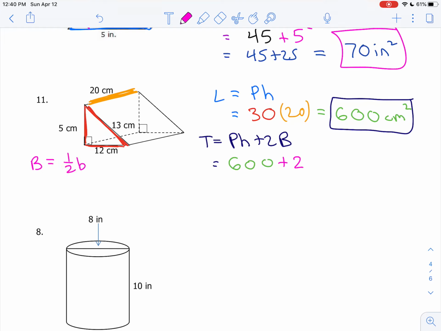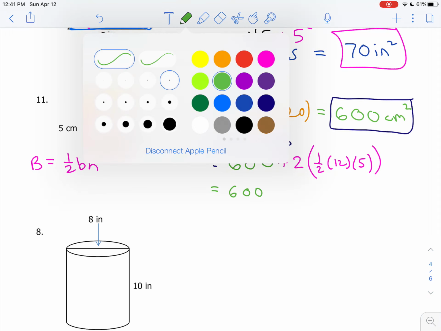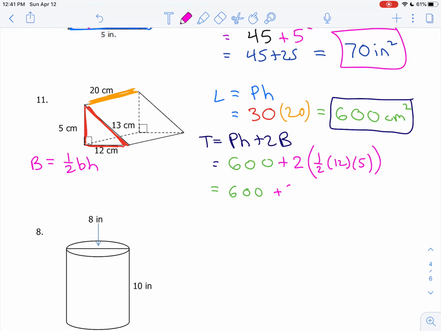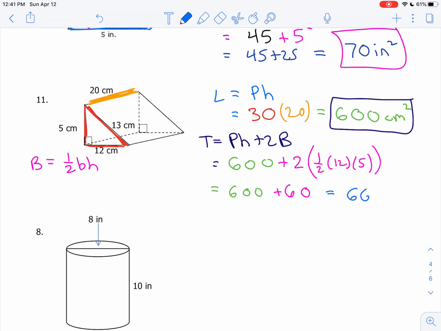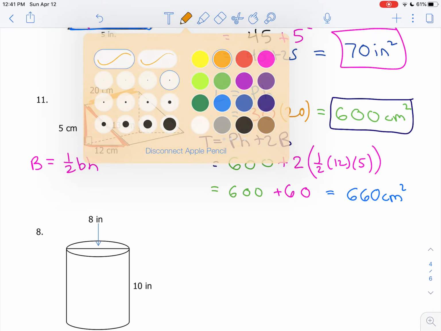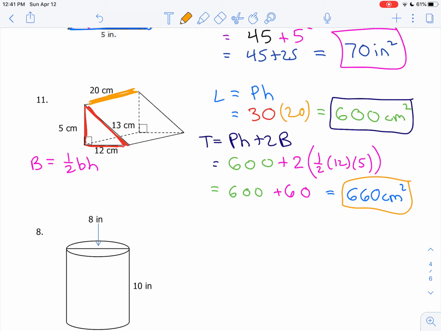B of a triangle is 1/2 base times height. So that's 1/2 times the base of 12 times the height of 5. Remember, after all those reviews in Chapter 10, the base and height of that triangle have to be perpendicular. So that becomes 60. The final answer is 600 plus 60, which is 660 centimeters squared. And that's the total area of the triangular prism.